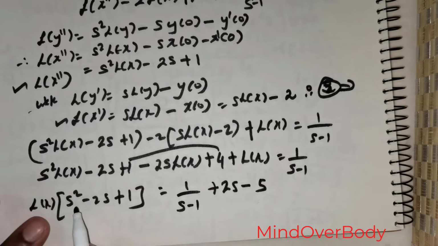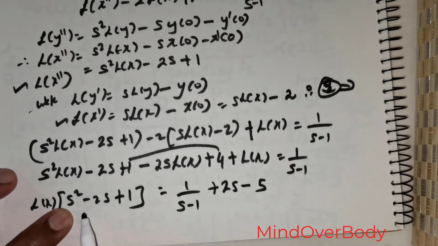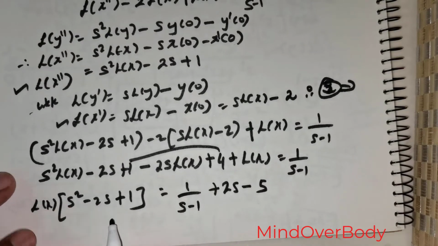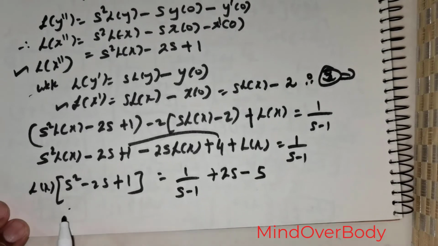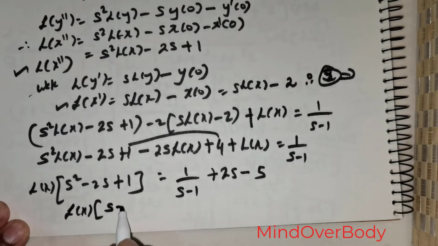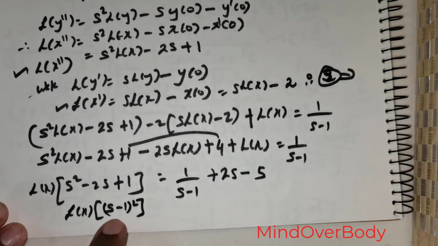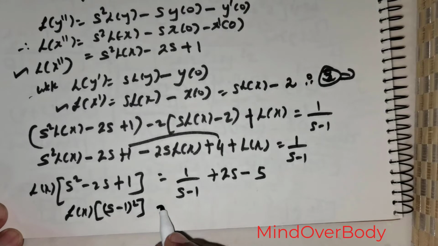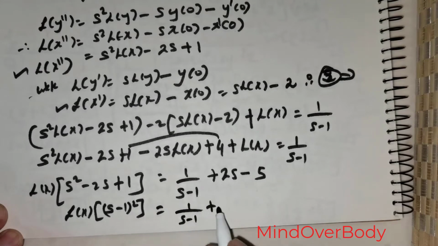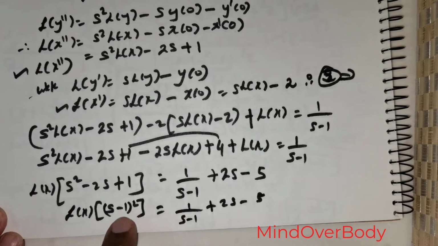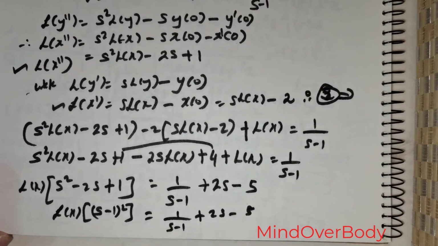Now this is actually s minus 1 raised to the power of 2, right? So I can rewrite this L of x times s minus 1 raised to the power of 2. Alright? So if you were to expand this, you get s squared minus 2s plus 1. That's fine. It is equal to 1 over s minus 1 plus 2s minus 5. So I will have to bring this s minus 1 raised to the power of 2 to the right hand side. So let's do that.